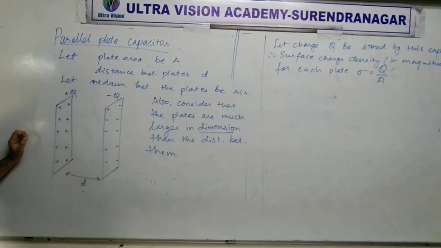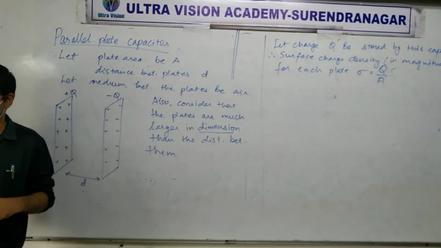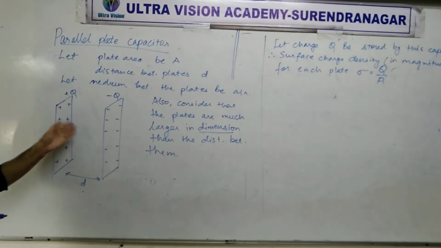Ruby, what is the formula? Sigma by 2 epsilon 0. Yes or no? Yes. Sure. We are going to use that.